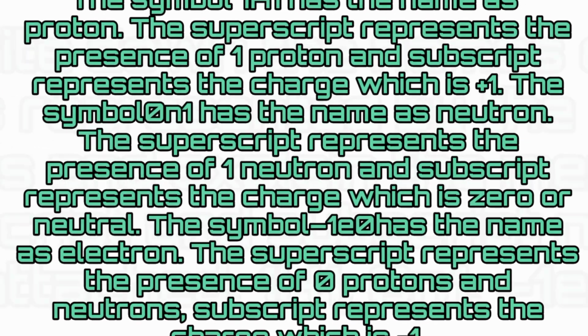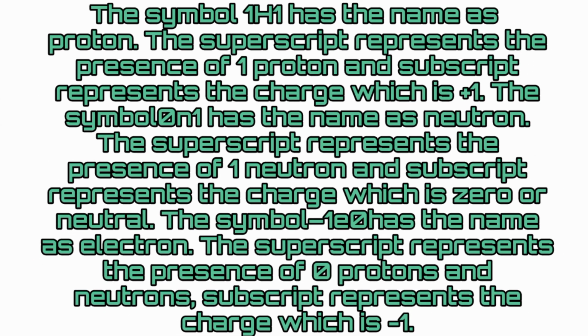The answer: the symbol 1H1 has the name proton. The superscript represents the presence of one proton and the subscript represents the charge which is +1. The symbol 0n1 has the name neutron. The superscript represents the presence of one neutron and the subscript represents the charge which is 0, or neutral.